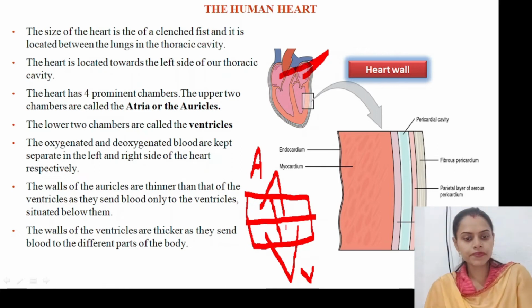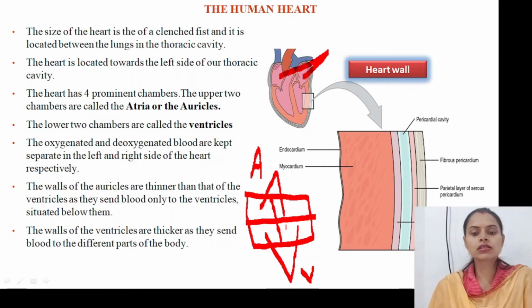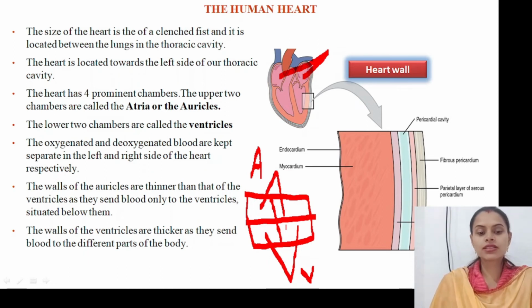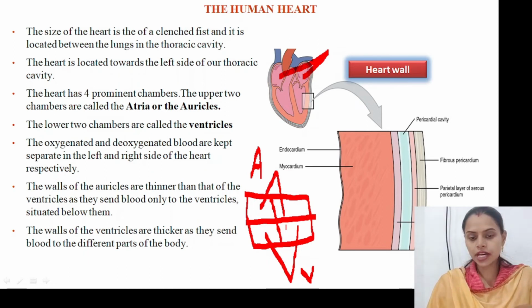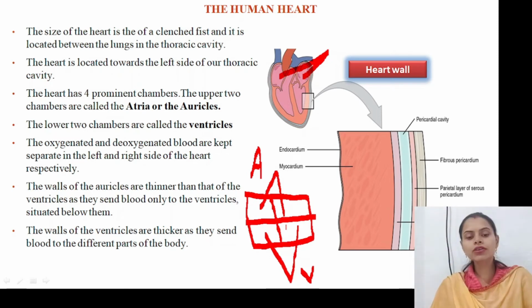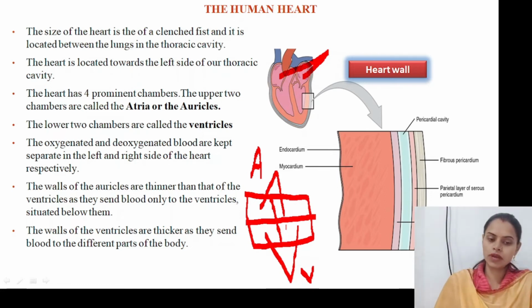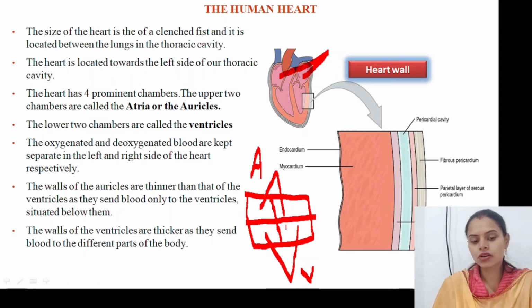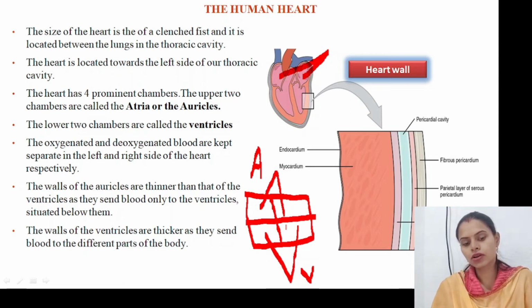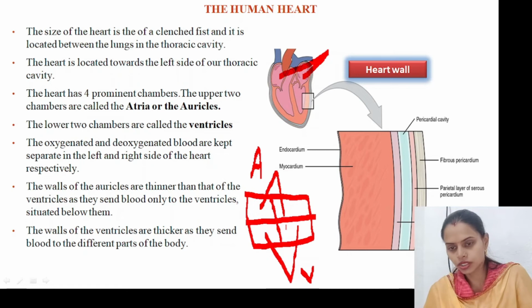Inside the heart, the oxygenated and deoxygenated blood are kept separated, on the left and right side of the heart respectively. The auricles are thinner than the ventricles, as they send blood only to the ventricle situated below them.